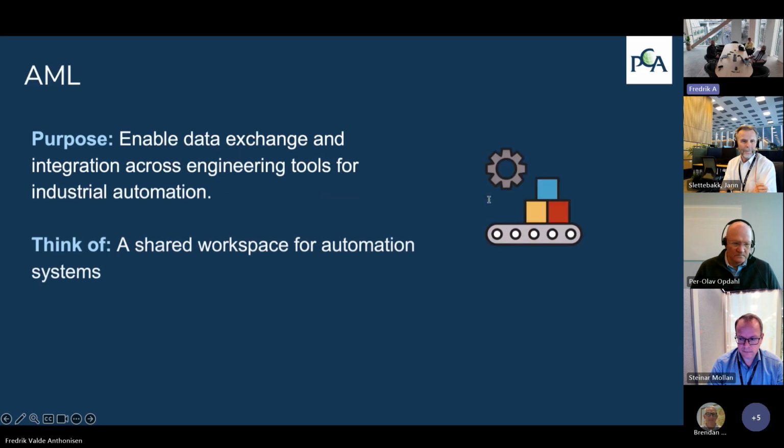And then we have AutomationML, or AML. That's another standard where the purpose is to enable data exchange and integration across engineering tools within industrial automation. One way to think of that is kind of like a shared workspace for automation systems. AML itself isn't a shared workspace, but you can think of the dialogue it creates or enables as a shared workspace.